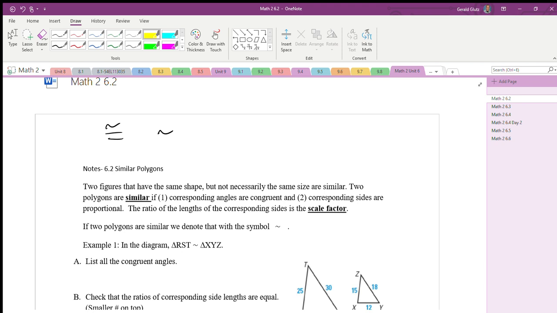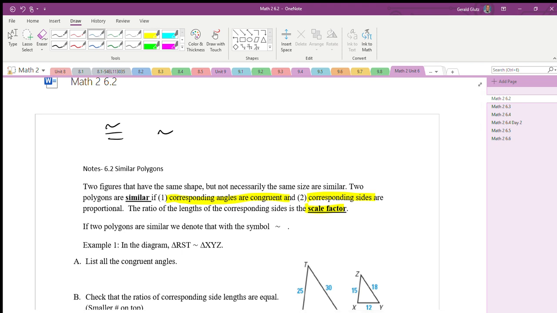So again, when two shapes were congruent, they had exactly the same size, lengths, and exactly the same angles. When two shapes are similar, they still have the same angle measures, but they are usually different sizes. So corresponding angles are still congruent, but corresponding sides are proportional. They're not going to be the same length, they're going to be proportional. So they're going to have a scale factor.